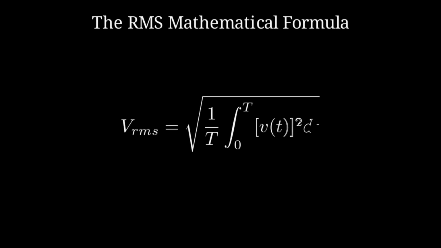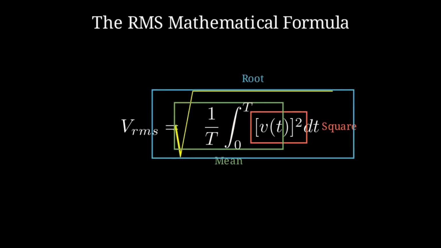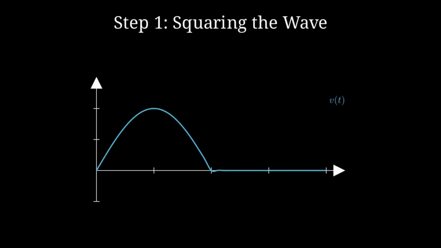First, we square the instantaneous voltage function. Second, we find the average or mean of that square over one full period. And finally, we take the square root of that average. We begin by squaring the voltage function.